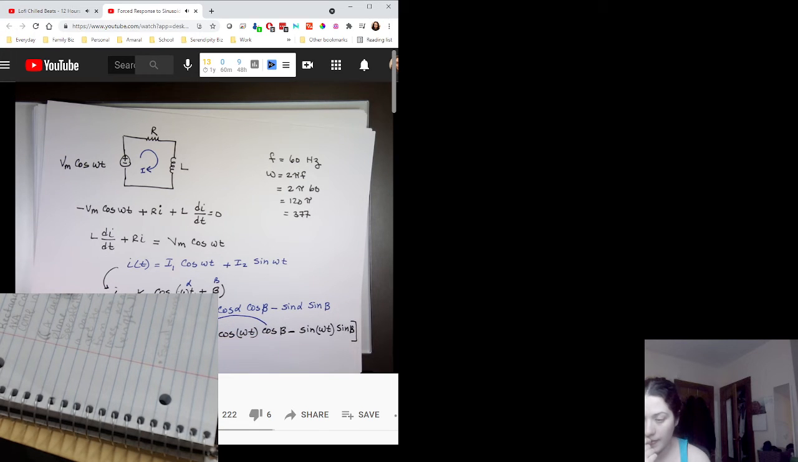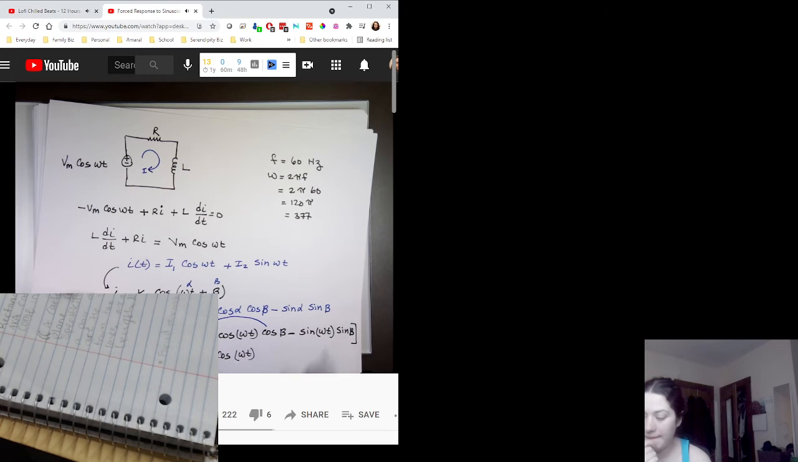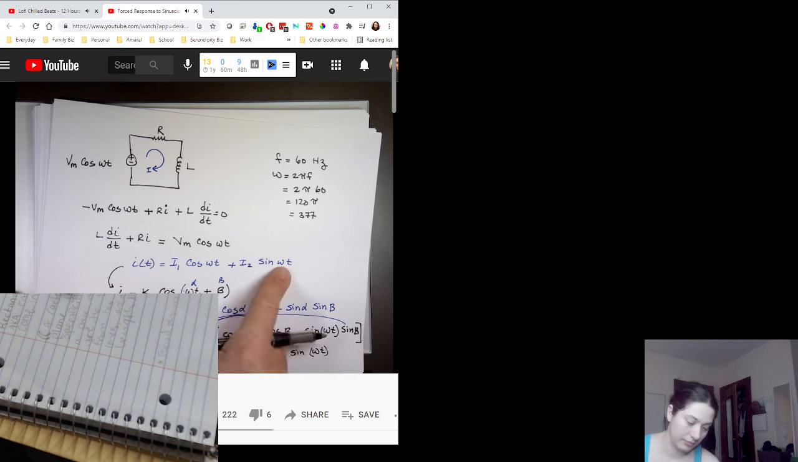So you have some k1 cosine Wt. Sine beta is a constant. When you multiply it by k and by minus 1, that is also another constant, which could be a negative number. So that's why we said the current is going to be something like this: I1, whatever you want to call it, some constant cosine Wt plus another constant sine Wt.